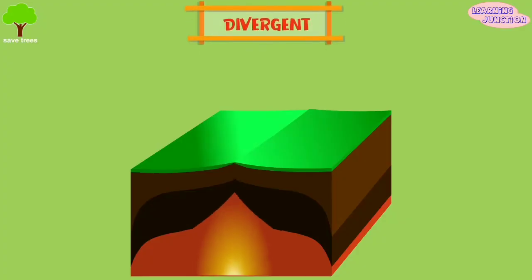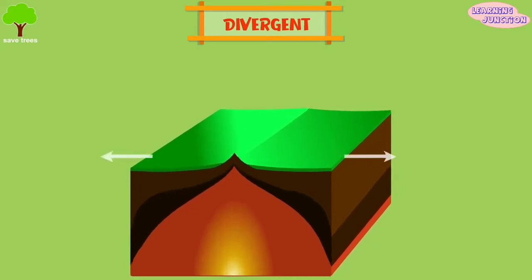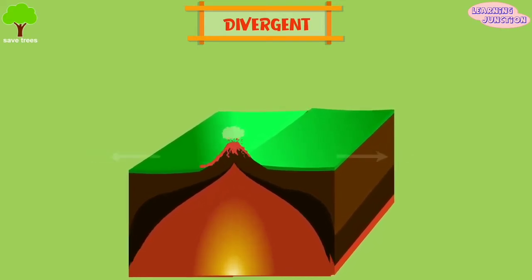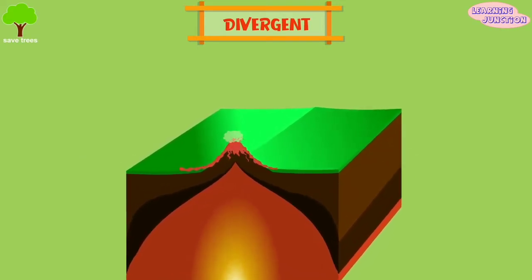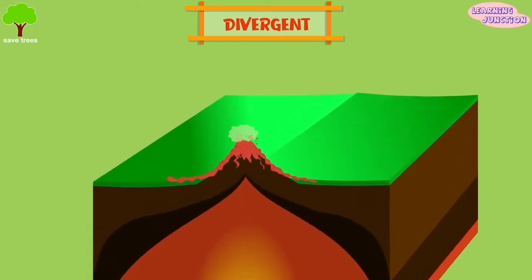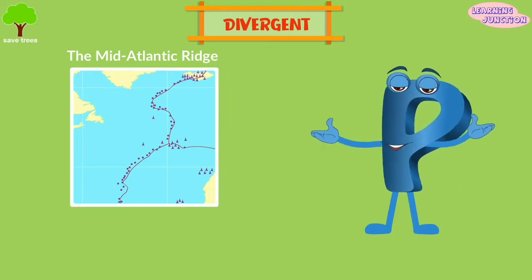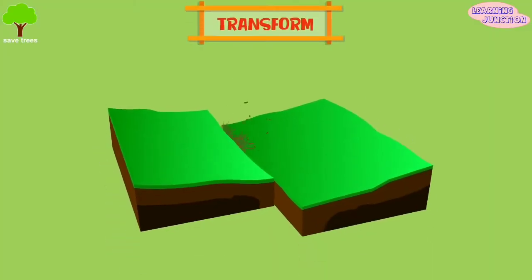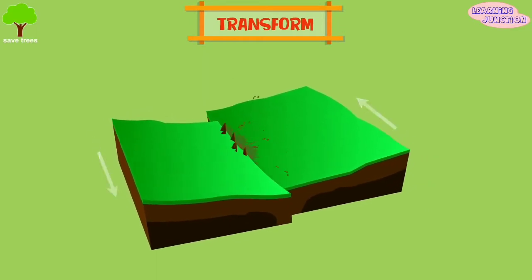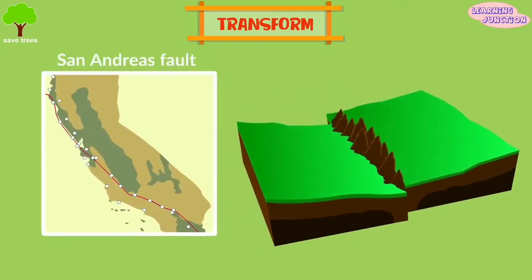Divergent. In this movement, the plates move apart. The magma from the interior of the Earth flows toward the surface and moves the tectonic plates away from each other. The Mid-Atlantic Ridge is an example of this type of plate boundary. Transform. In this movement, two plates move sideways with respect to each other. California's San Andreas Fault is a transform boundary.